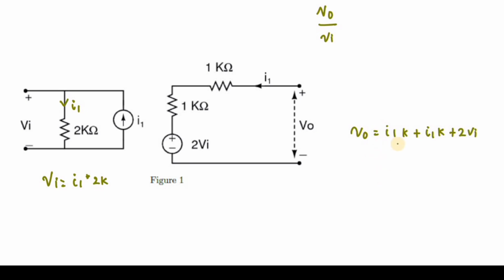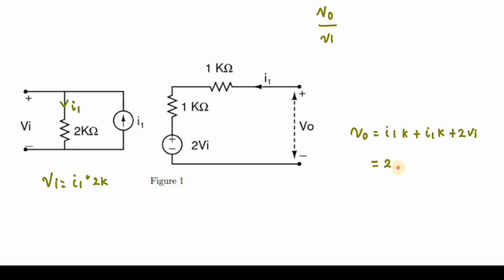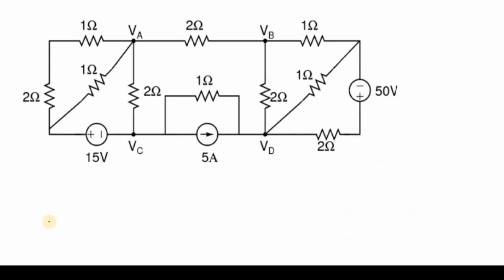So V naught, they are asked to find only V naught by VA. So that is equal to 2 I1K plus 2 into I1 into 2K. So it is nothing but 6 I1K. This I can write as 3 into 2 I1K. So V naught by VA is equal to 3. So this is my answer.